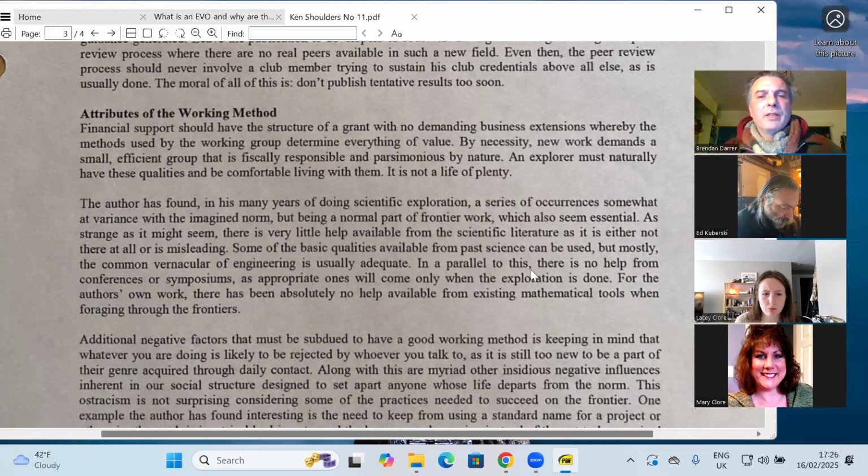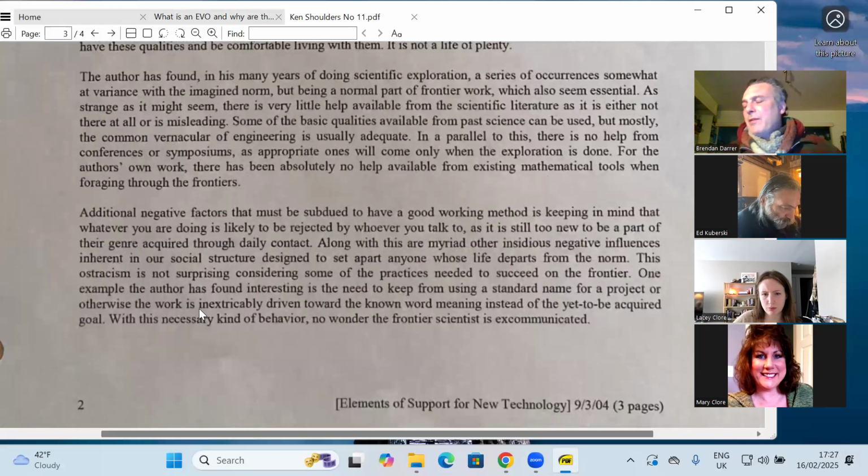In a parallel to this, there is no help from conferences or symposiums, as appropriate ones will come only when the exploration is done. For the author's own work, there has been absolutely no help available from existing mathematical tools when foraging through the frontiers. We're near finished now.